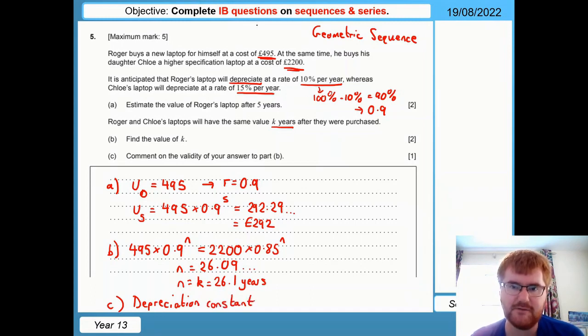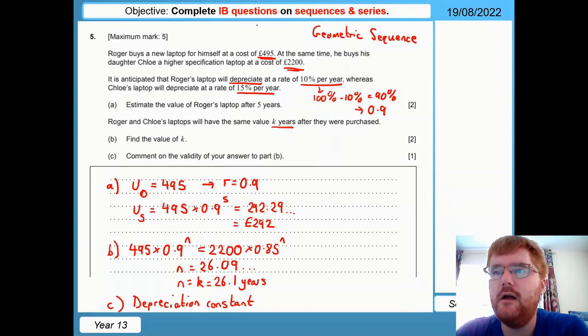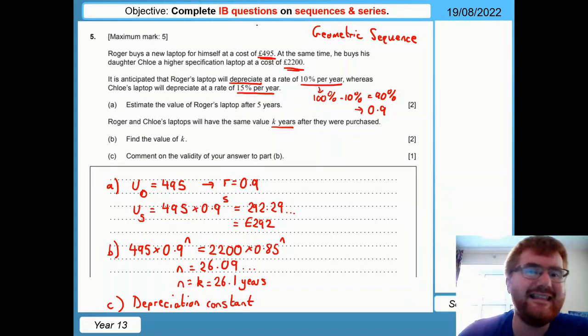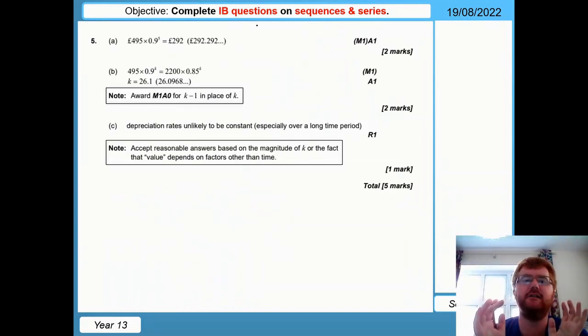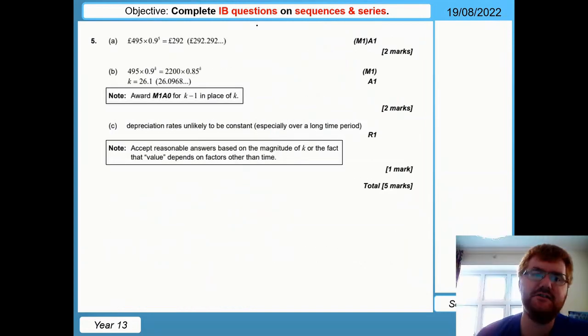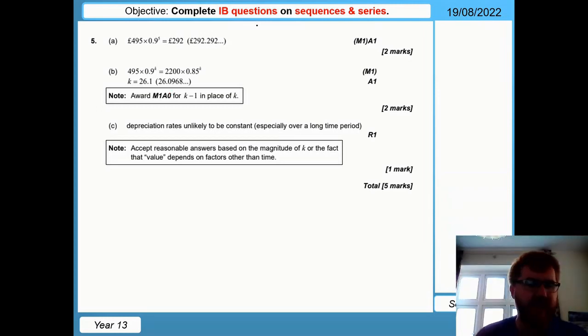That, for example, Roger's laptop always goes down by 10%. You might find after 5-6 years, the depreciation rate falls to say 6% or 5%. So we've assumed that depreciation is constant here, which probably for a laptop or a car or something a bit more technological is not really that realistic. Okay, and you can have a look at the answer here. Notice if you do make the mistake with k-1 rather than k, so out by 1 here, for example, you'll get 1 mark out of 2. But you can check the answers here at your leisure.